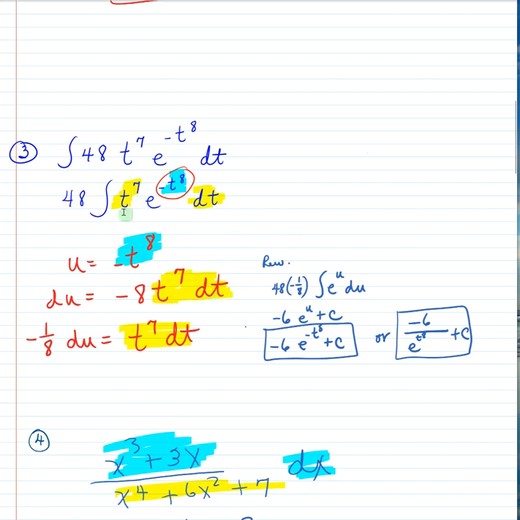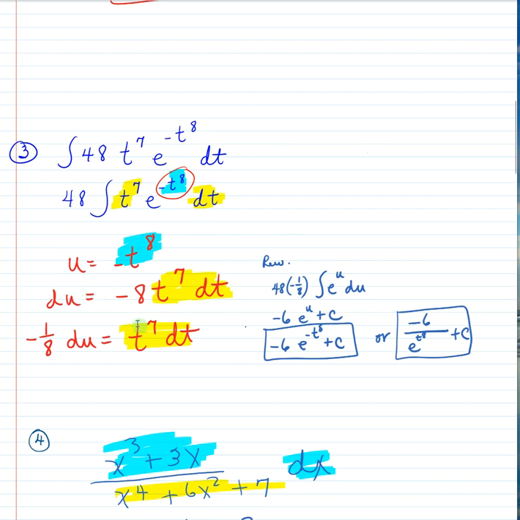Well, we have a t to the 7th and we have a dt. We do not have the negative 8. So I need to bring that to the other side. I need to divide that out. So if I divide by negative 8, I have negative 1/8 du equals t to the 7th dt. So now I've covered everything. So when I rewrite the problem, outside of the integral, I have a 48 and I have a negative 1/8. The integral of e to the u du.